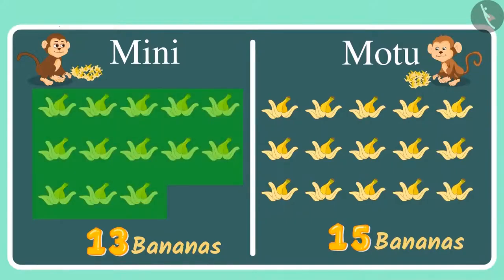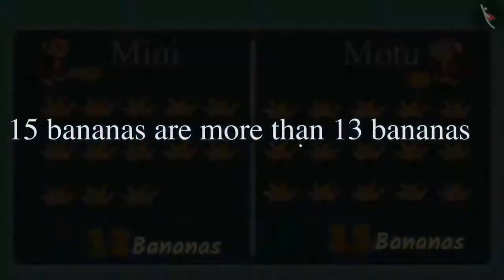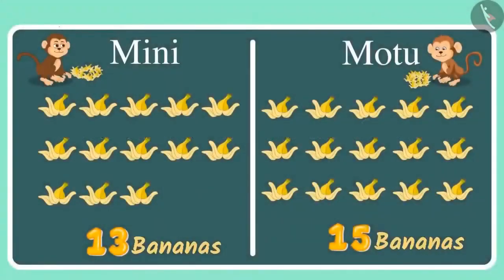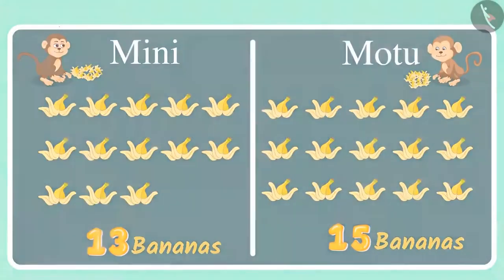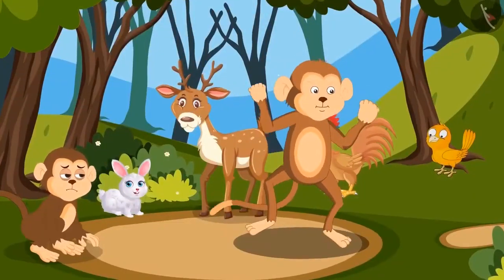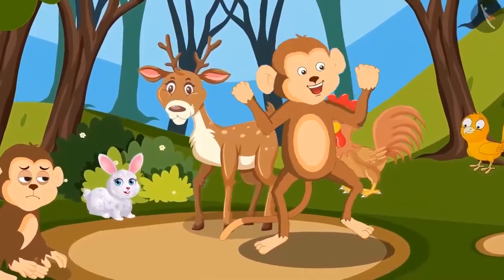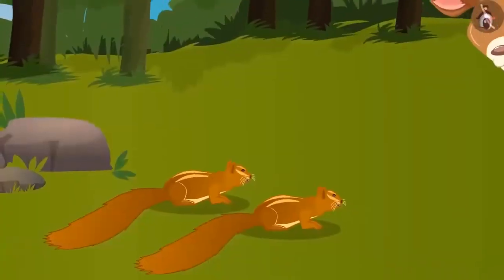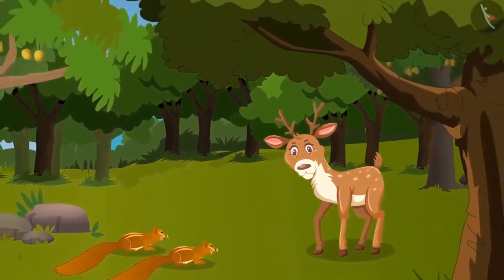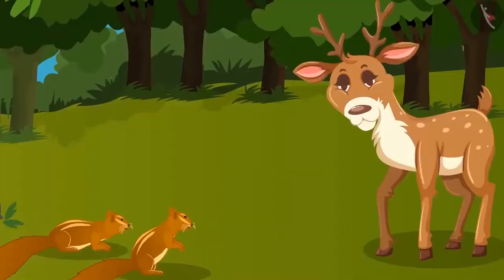Minnie ate 13 bananas and Motu ate 15 bananas. 15 bananas are more than 13 bananas. And this means that Motu has eaten 2 bananas more than Minnie. Motu is very happy to hear this. Yay, I have won! That is when two squirrels, Timmy and Miku, come to the deer.